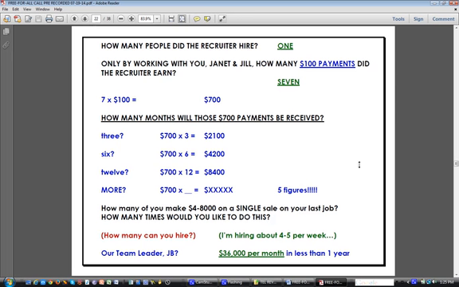How many people did I actually sell? I made one sale in this scenario. But by working with you and Janet and Jill, how many $100 payments did I earn? 7. And remember, then I can work with Hilda and Harriet and the rest. But if we stop right here, that's 7 $100 payments that went to me.